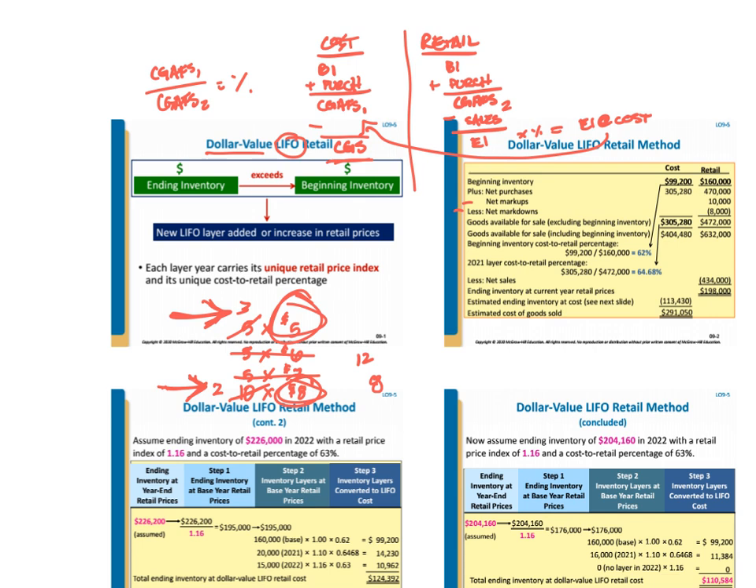So LIFO, dollar value LIFO, attempts to remove that ambiguity and instead examine the value of inventory at base year prices. And it does so by considering the retail price index, or at least it does under RIM. We might have a cost index as well if we were just considering dollar value LIFO, which we learned in chapter 8. But here, since we're using RIM, it's a retail price index. Okay, so let's look at what that looks like.